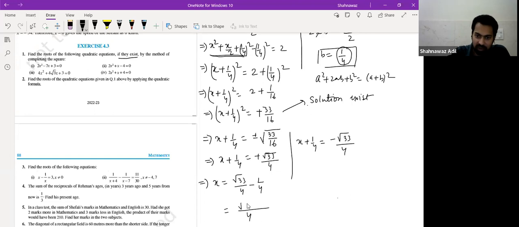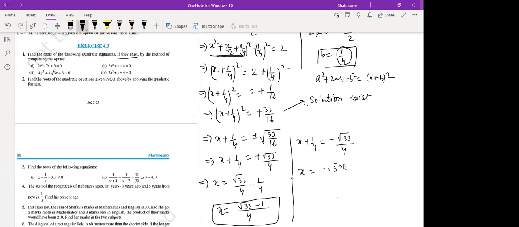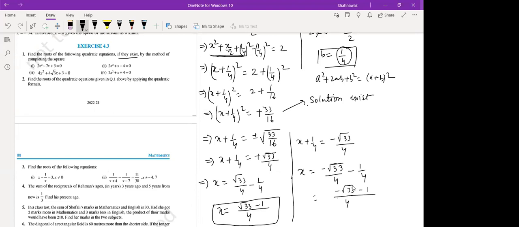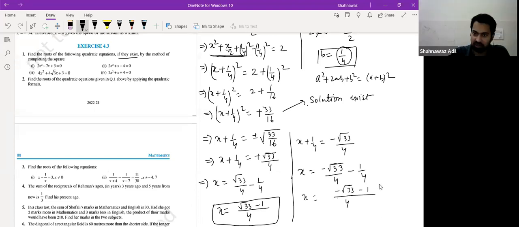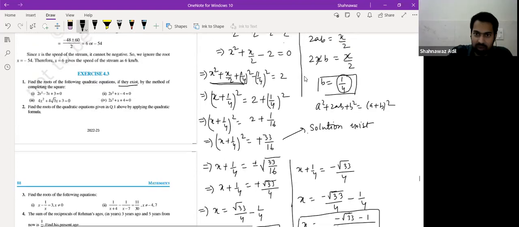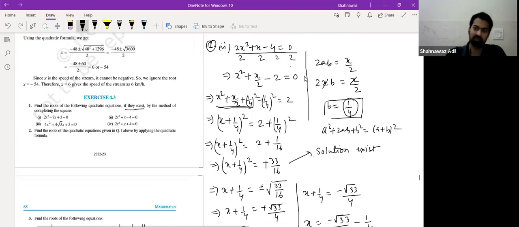So x is root 33 minus 1 by 4. This is one solution, and the other solution would be how much? x is minus root 33 by 4 minus 1 by 4, right? So this is minus root 33 minus 1 by 4, the other solution. Okay, any doubt, guys? So this is where I should put the screen, right?